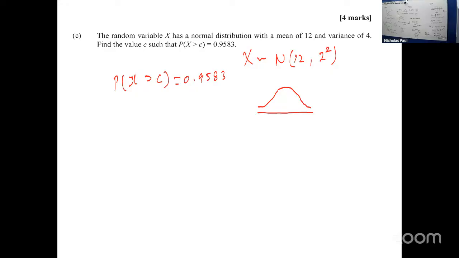We spent a long time. Right, this is minus C. That is equivalent. That's equivalent to this, right? Right, that's equivalent to that. So the first thing we do is standardize the probability of C.